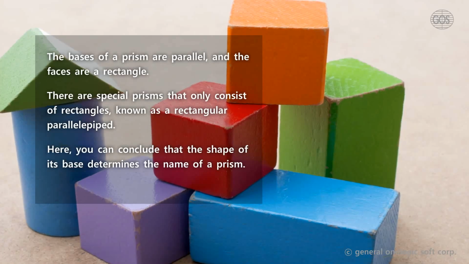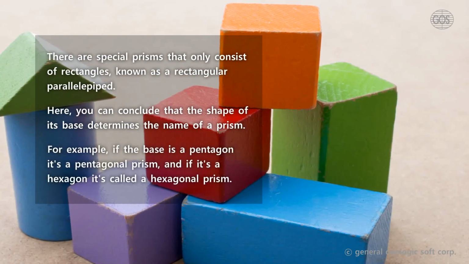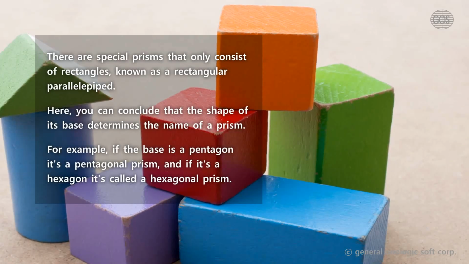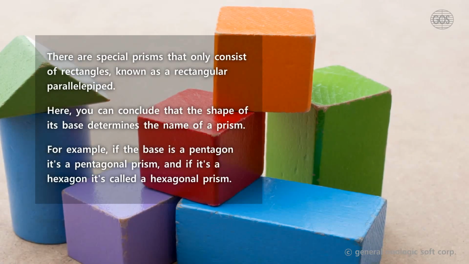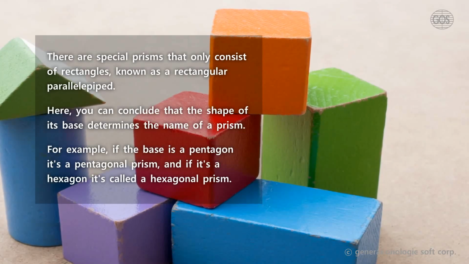Here, you can conclude that the shape of its base determines the name of a prism. For example, if the base is a pentagon, it's a pentagonal prism, and if it's a hexagon, it's called a hexagonal prism.